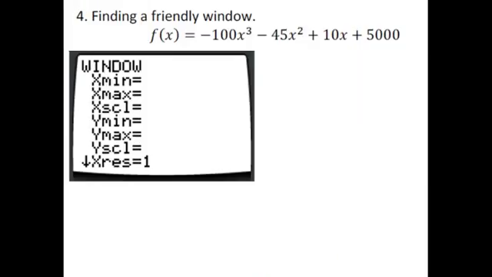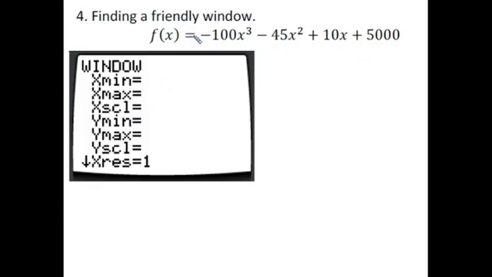Alright, so let's just talk for a second about finding a friendly window on your calculator. Some of us are still having a little bit of trouble with this because I know you guys like to use that zoom fit option just to get a general picture, and then you guys experiment a little bit to find a window. But I'm going to show you a quick shortcut way of doing that, or to find a friendly window just by looking at your equation.